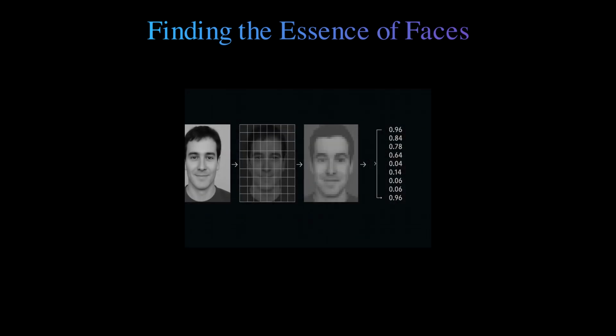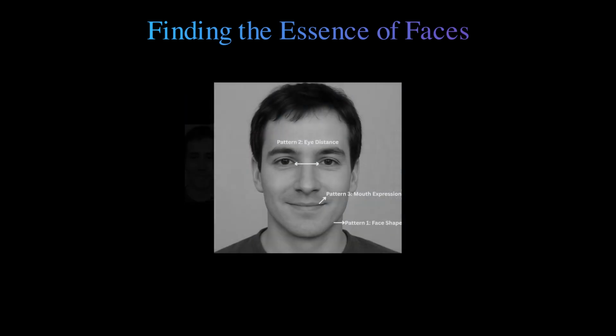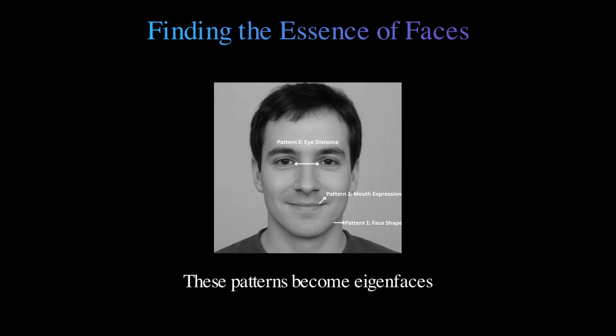Let's get back to our Alex example. We want the computer to learn what changes the most across all faces and what patterns make each face unique. The computer looks for the directions where faces differ the most. These are the most important patterns. Each of these directions becomes the foundation for a special kind of face, an eigenface.